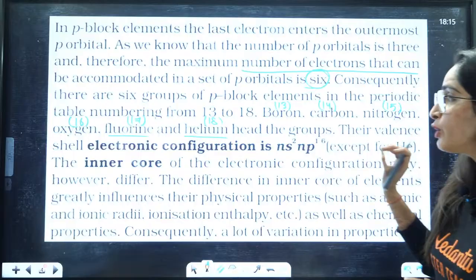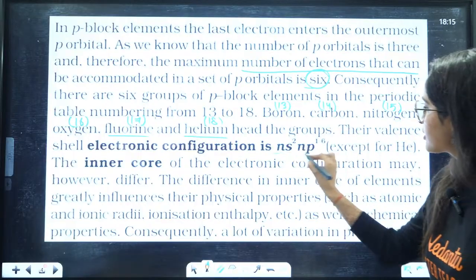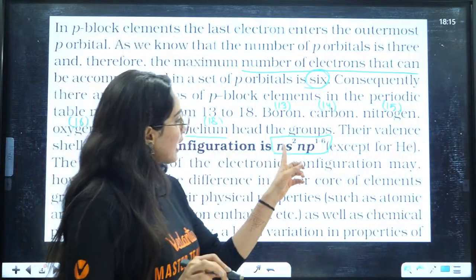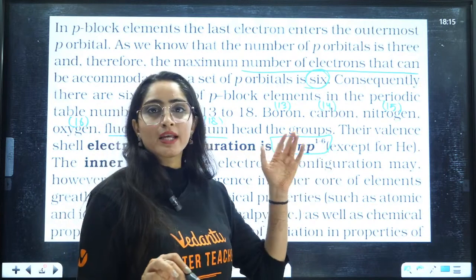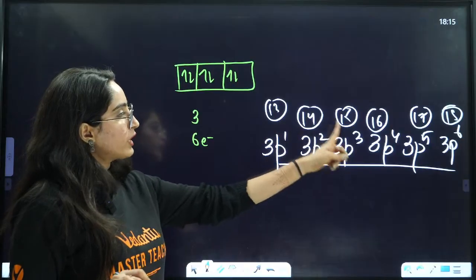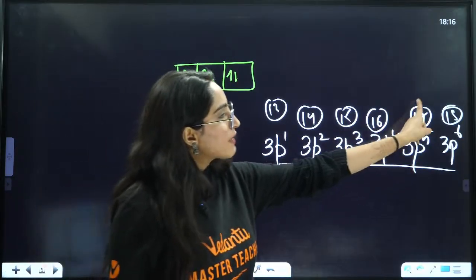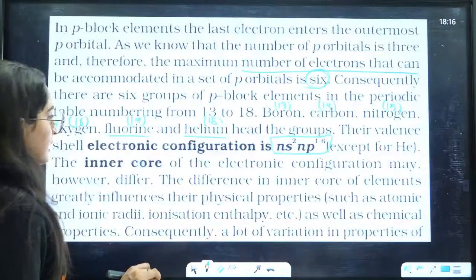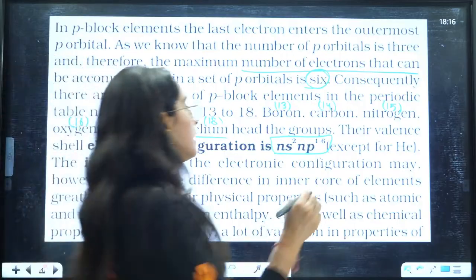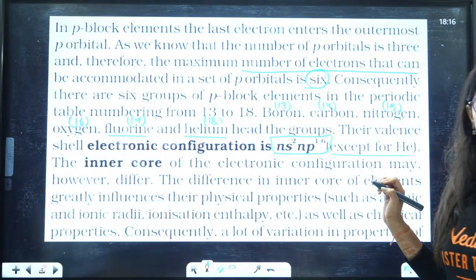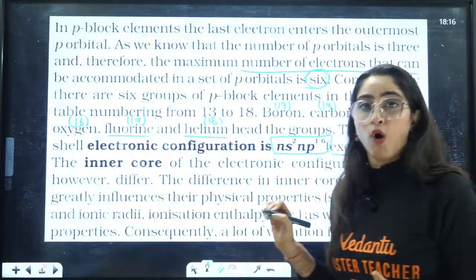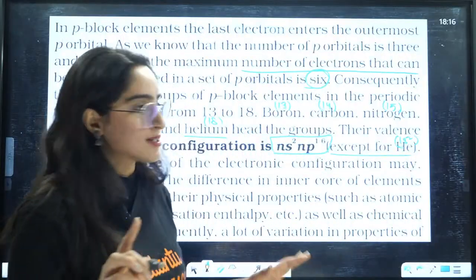Their valence shell electronic configuration is like this, the general electronic configuration, ns2 np1 to 6, where s is 2 and p varies from 1 to 6, as I have told you. If it is 1, it is group 13; 2, group 14; 3, group 15; 4, group 16; 5, group 17; and 6, group 18. Except for helium, which has the electronic configuration 1s2, but is still in the P block. That is the exception helium has.